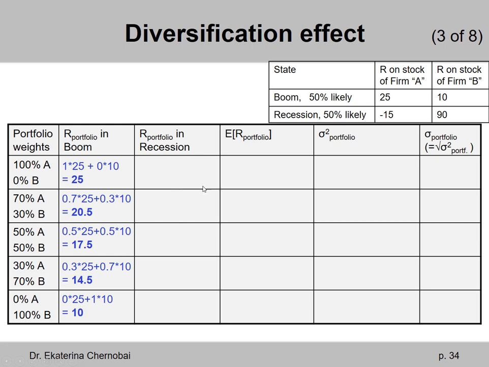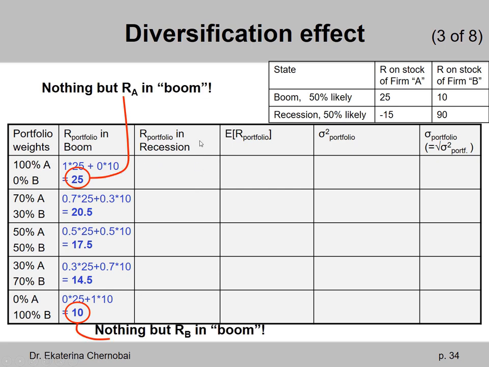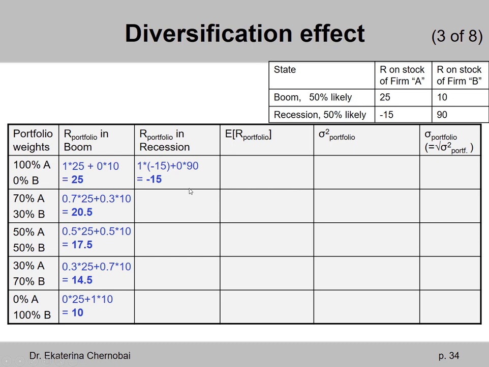The same way we can calculate the portfolio return in the recession state. We do exactly the same calculations as we did for the boom, but only update the numbers from the table that was given to us, and pick the returns for the recession state. So for example, if you look at 30% A, 70% B, the second from the last portfolio.